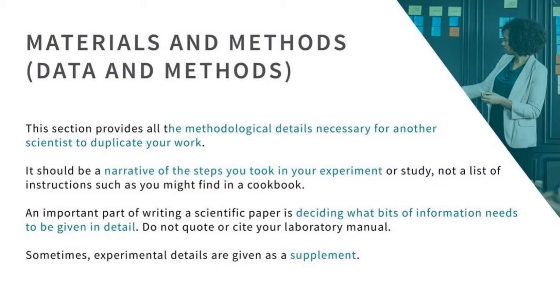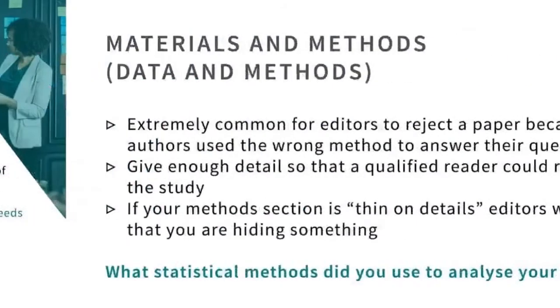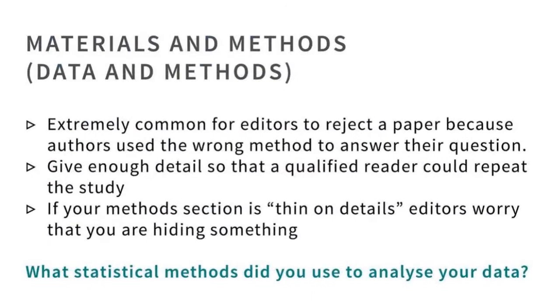And you have to get all of the details in here relevant and necessary for somebody else to duplicate your work. It's very important to give enough information in the methods section so that somebody else can repeat the study, because it is extremely common for editors to reject academic papers because they feel the authors have used the wrong method to answer their question. So give enough detail so a qualified reader can repeat the study.